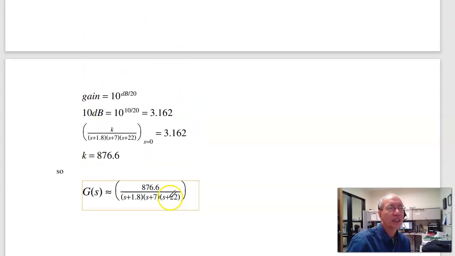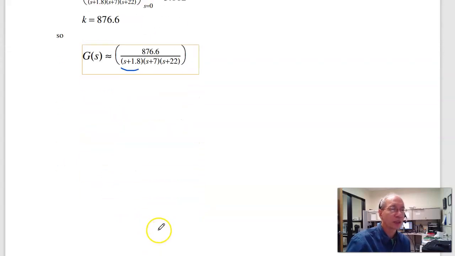This is also one nice thing about Bode plots. I see all 3 poles. On a step response, I would just get the dominant pole. Bode plot, I get all the poles. Advantage of frequency domain.